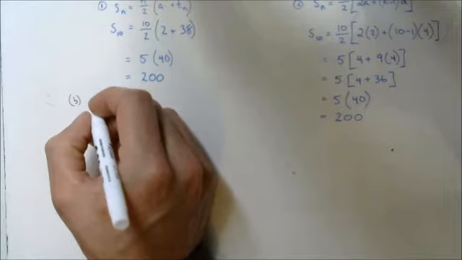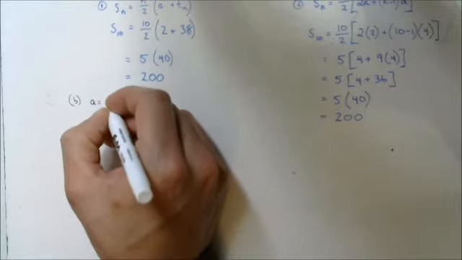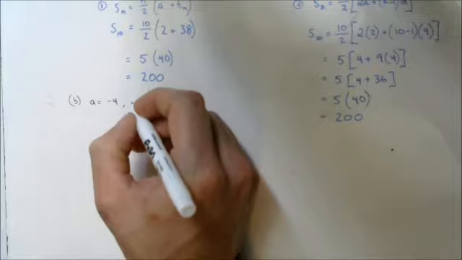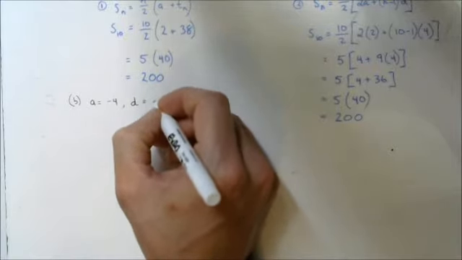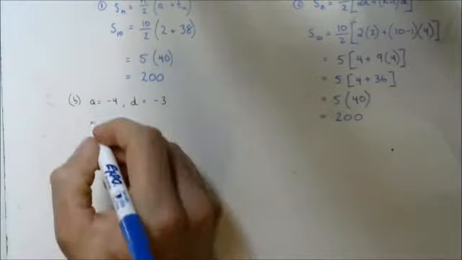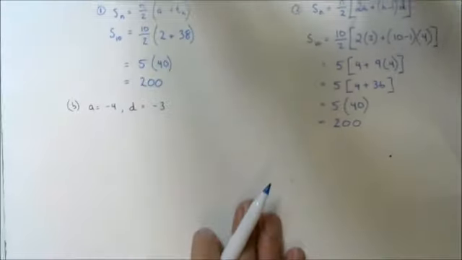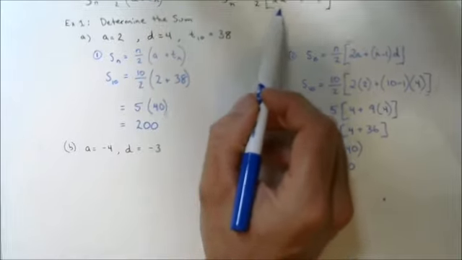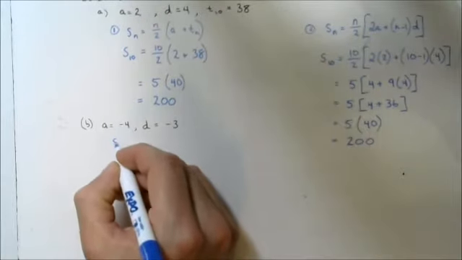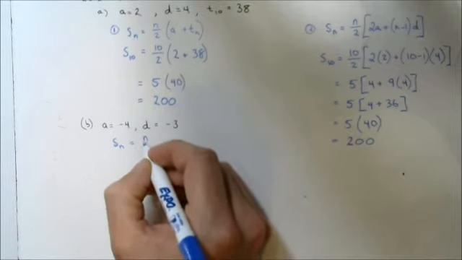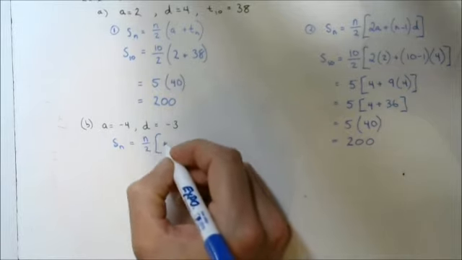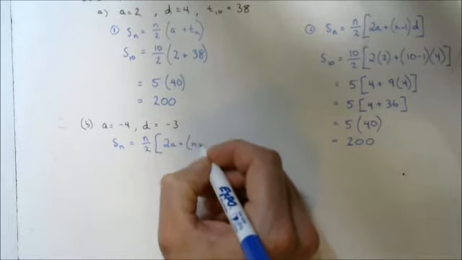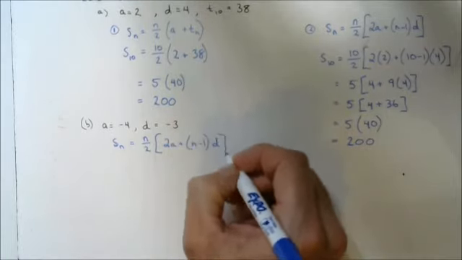Example 1b, we are told that the first term is -4, and that the common difference is -3. And we want to get the sum of the first 10 terms. Well, I don't have the last term given to me, so I have to use formula number 2. So I'm going to copy that down. The sum of the first n terms is n over 2 square bracket 2a plus bracket n minus 1 close bracket times d square bracket.